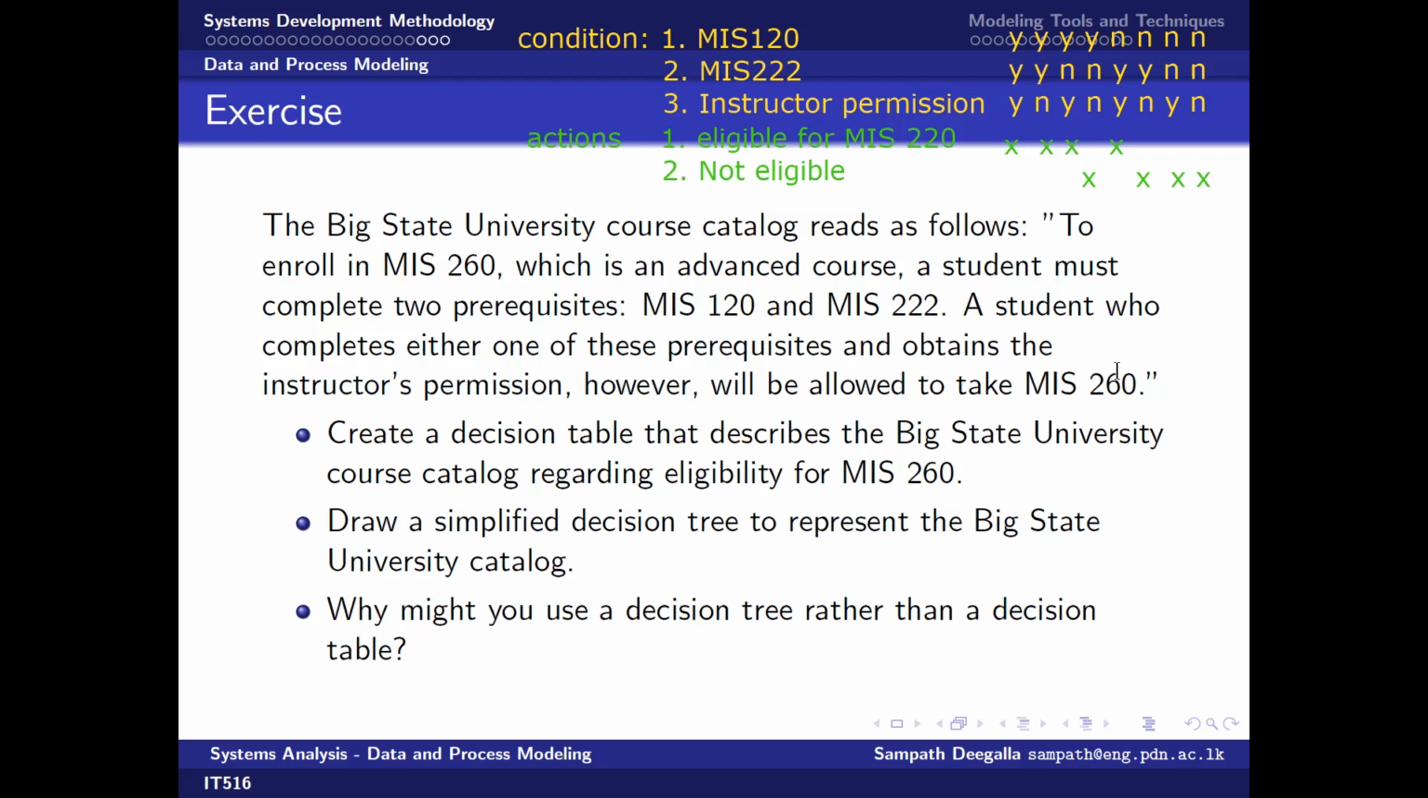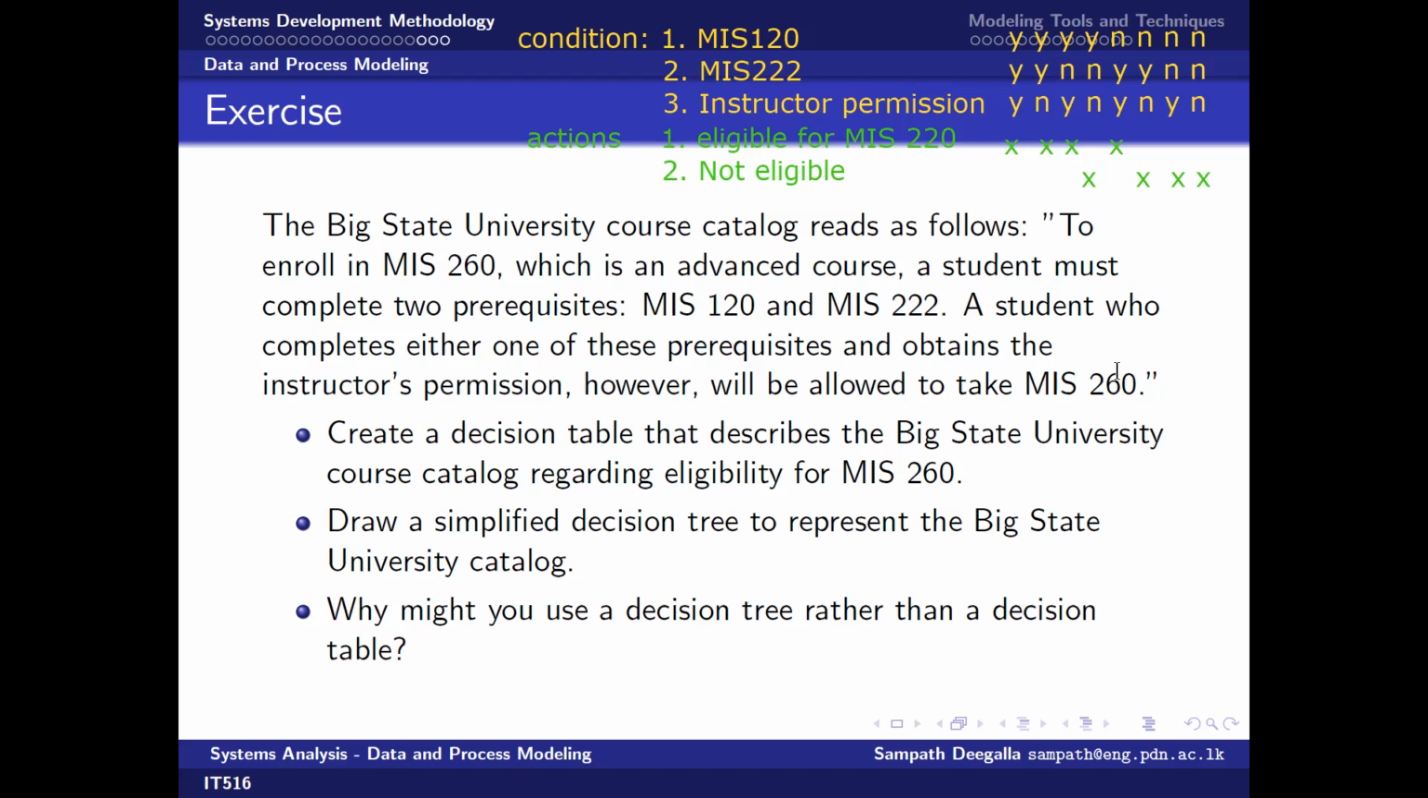Fifth one, you pass only one subject, that is 222, but you are getting instructor permission, so you are eligible. Then sixth one, you pass only one, that is 222, but you are not getting the instructor permission, and final 2, you have not passed both subjects, so that means you are not eligible, right? Okay, what about the decision tree?